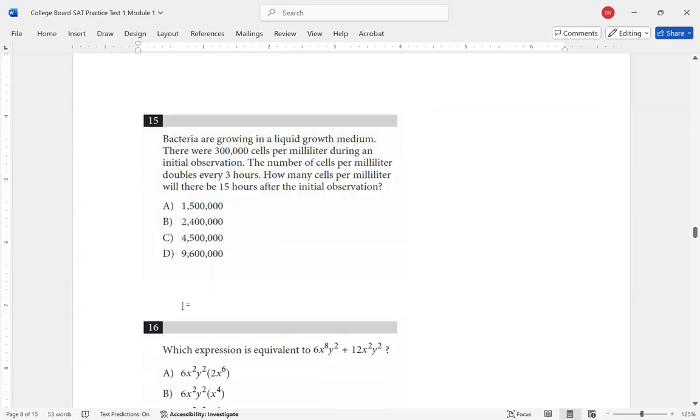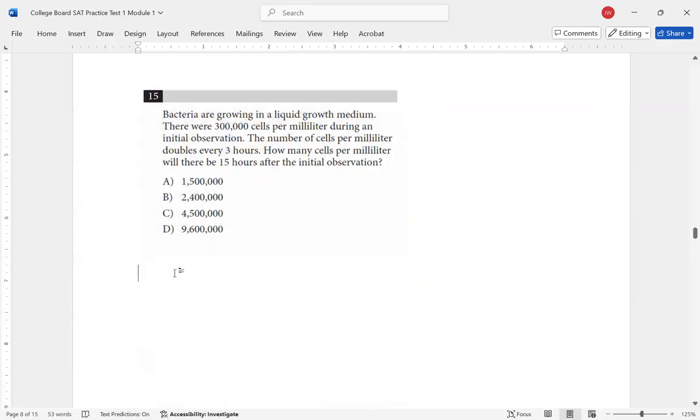Let's check out number 15. 15 says, bacteria are growing in a liquid growth medium. There are 300,000 cells per milliliter during the initial observation. The number of cells per milliliter doubles every 3 hours. How many cells per milliliter will there be 15 hours after the initial observation?